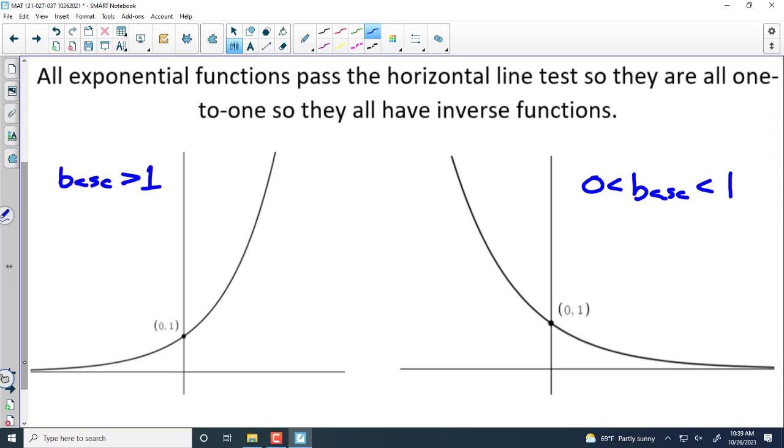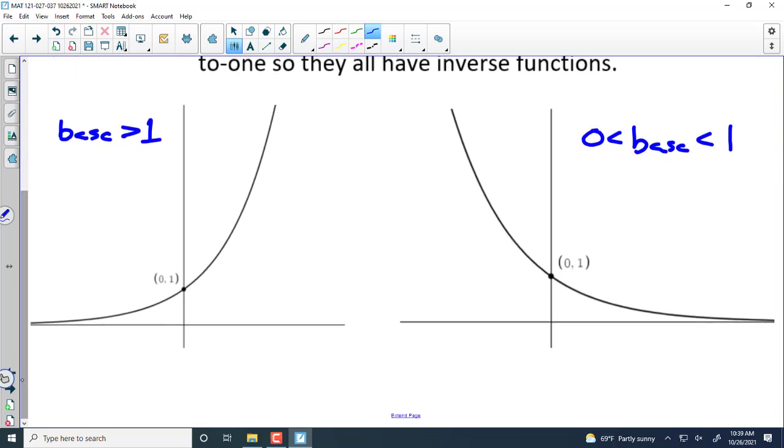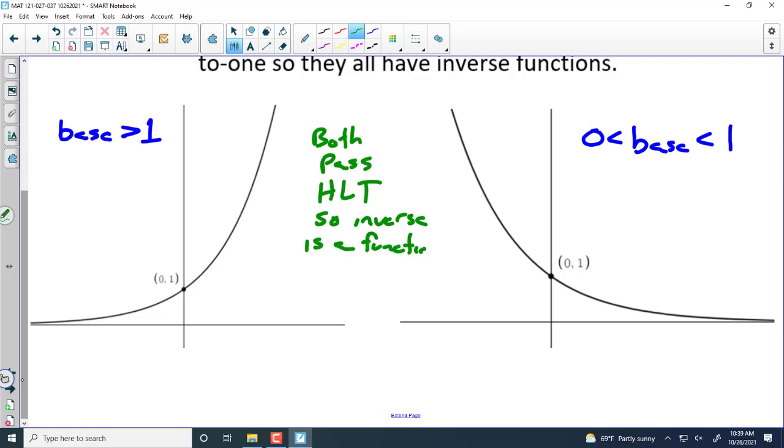We get to call these exponential functions because they clearly pass the vertical line test. They're functions, they pass the vertical line test. But what's the other test they both pass? Horizontal line test. And what does that mean? That means when you invert it, it's still a function. You still have a function. That's great. So both pass the horizontal line test. So the inverse, which always exists, is a function, and that doesn't always happen.